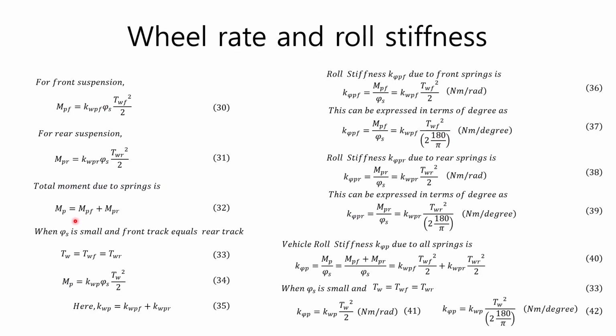Also, since the moment for the entire vehicle spring is the sum of the front wheel moment and the rear wheel moment, as shown in equation 32, the roll stiffness K phi p of the entire vehicle spring can be expressed as equation 40. By substituting equations 33 and 35 into equation 40 and rearranging, equation 41, which represents the roll stiffness of the entire vehicle due to the spring, can be obtained. If equation 41 is expressed in Newton meters per degree, it becomes equation 42.